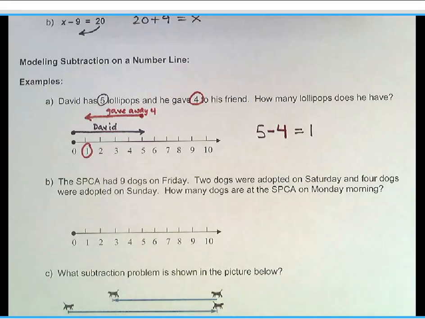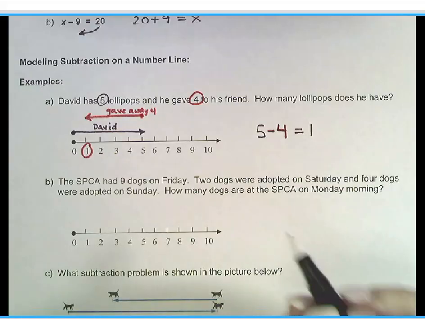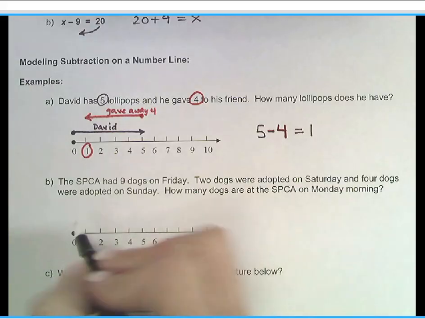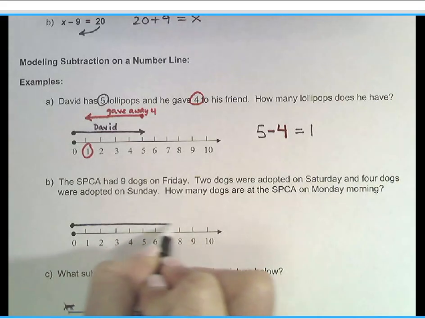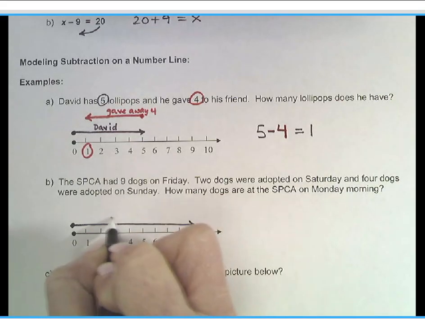The SPCA had 9 dogs on Friday. 2 dogs were adopted on Saturday. 4 dogs were adopted on Sunday. How many dogs are at the SPCA on Monday morning, assuming they didn't get any new ones in? So they had 9 dogs on Friday. So let me start there. This is what they had Friday.